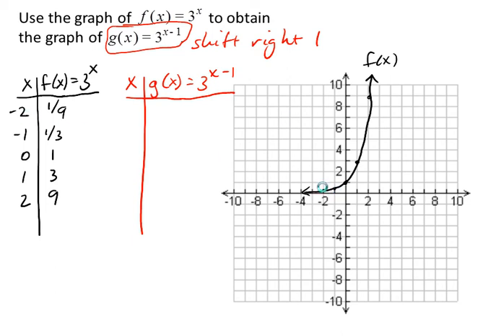So if I move negative 2 to the right 1, that would be negative 1. Negative 1 to the right 1 would be at 0, and so on. And so these values would be a little bit more appropriate to plug into this function.